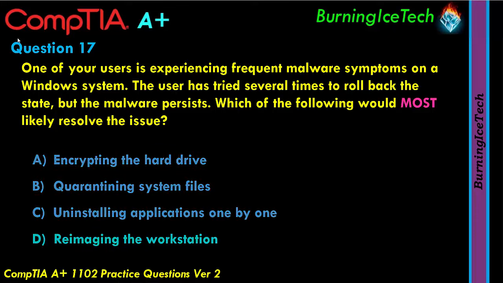The last one here is actually the answer, re-imaging the workstation. So that basically means we're going to go reload the operating system. We're going to wipe that machine and reinstall the operating system from scratch, which means it's completely squeaky clean. There's absolutely nothing on it. Re-imaging is normally something we'll do in a medium to large size company.